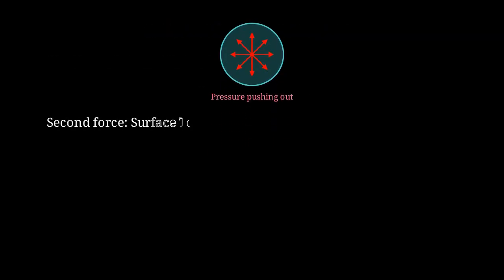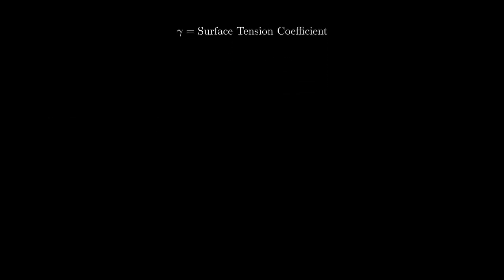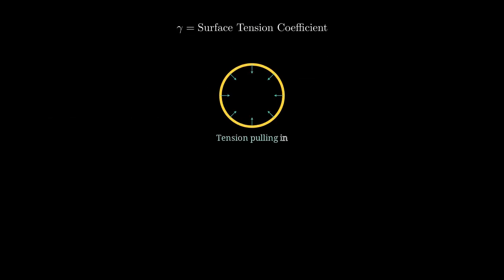The second force is surface tension. The membrane itself resists stretching and tries to minimize surface area. We denote surface tension by gamma, measured in newtons per meter. Surface tension acts like arrows pulling inward along the membrane, trying to shrink the capsule and minimize its surface area.